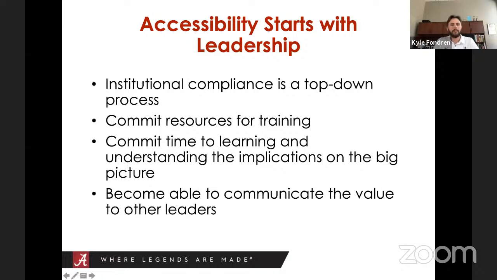They're also going to commit a lot of time to learning and understanding the implications on the big picture for their institutions, so that they can also get their colleagues, be that at the vice presidential level or other levels, to buy in. And this applies to basically all strata of the university setup. Being able to communicate the value to other leaders, and also to the people who are going to be the boots on the ground working on these initiatives and with this set of principles, is a really key responsibility in your accessibility compliance stack.